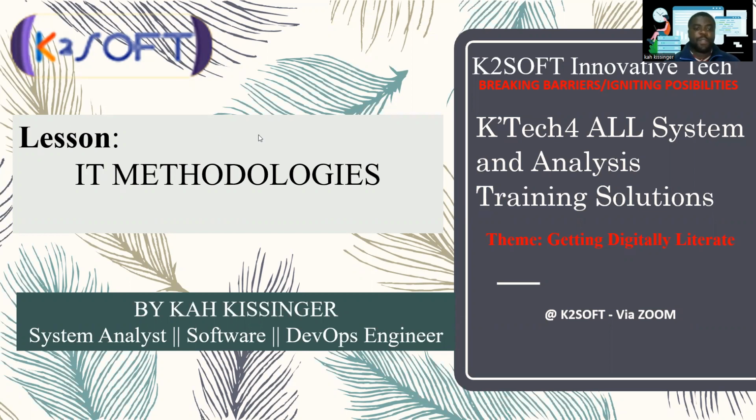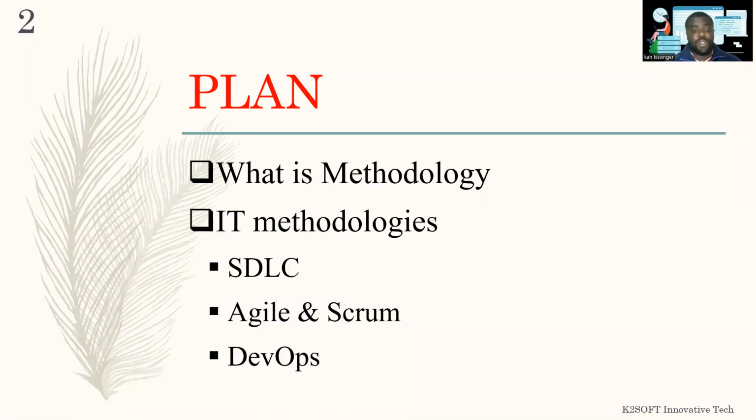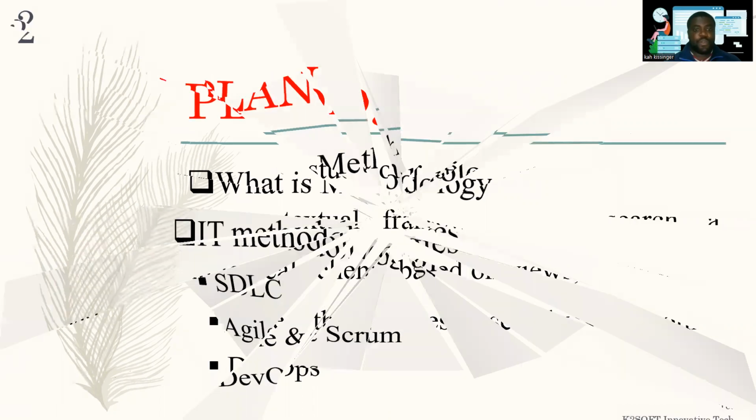What's our expected plan? We're expected to understand what a methodology is all about, what an IT methodology is. We'll try to study three of them, or four: the SDLC, the Agile, the Scrum, and then the DevOps briefly. Then in our subsequent training, we are going to zoom in on each of them.